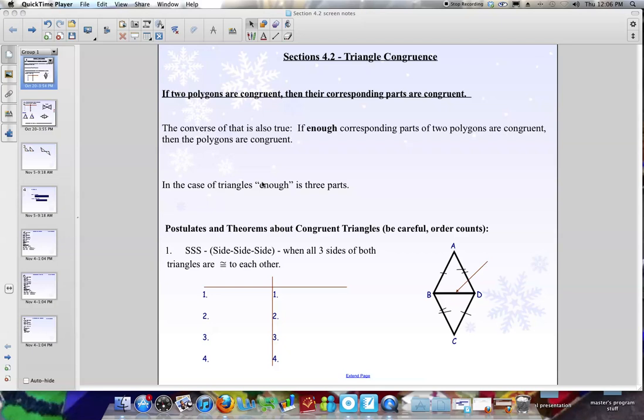And in the case of triangles, enough corresponding parts is 3. We have to prove that 3 parts of one triangle are congruent to 3 parts of another triangle in order to say that the two triangles are congruent. There are 5 postulates and theorems that allow us to say that two triangles are congruent. We are going to learn the first 2 in this section, and the next 2 in the next section, and then later on we will learn the 5th one.